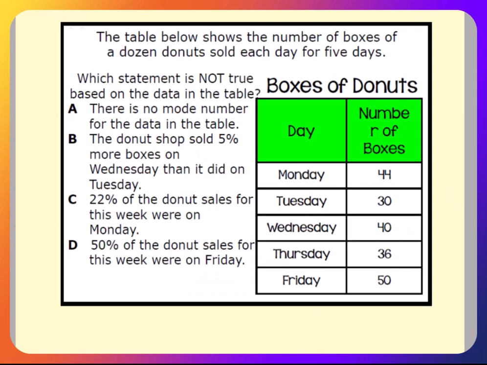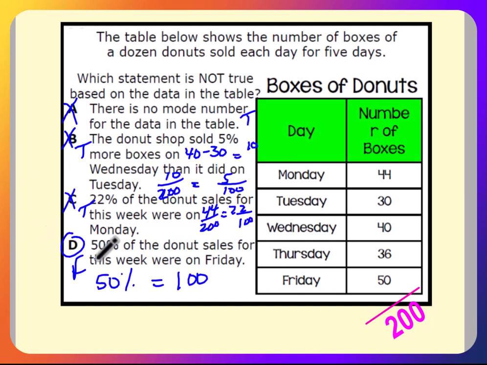Okay, the last one. The table below shows the number of boxes of a dozen donuts sold each day for 5 days. Which statement is not true based on the data in the table? Okay, again, you got these tables. First thing you need to do is you need to figure out what is the total number of boxes. Total number of boxes was 200. Now, knowing that, go through and see if you can figure out which one is not true. Come back, check your work once you have your answer.